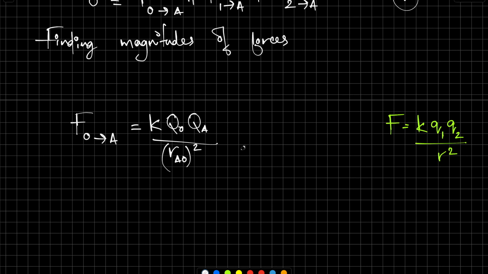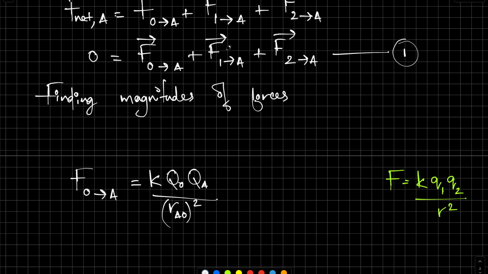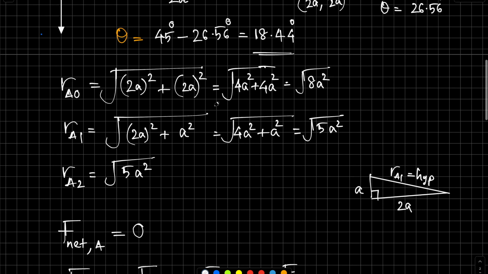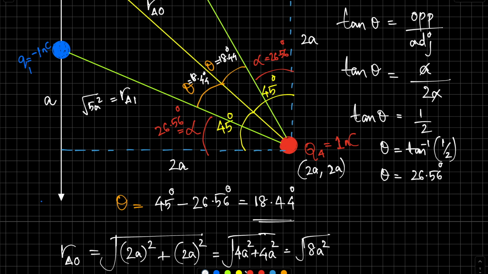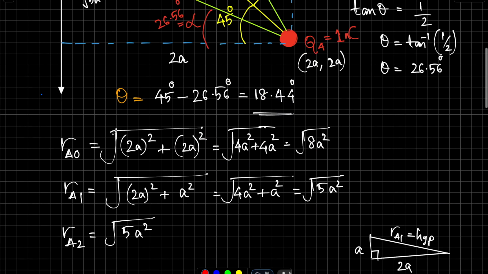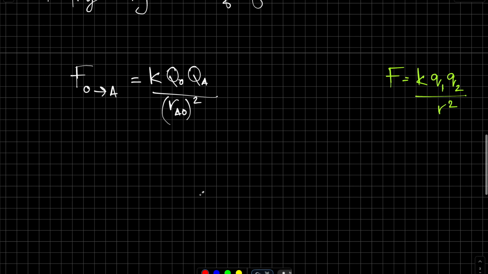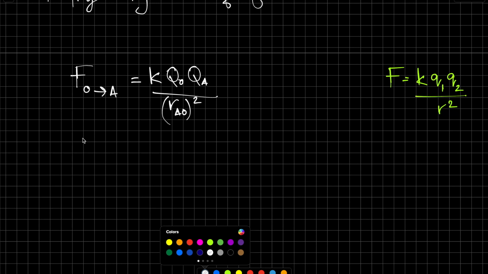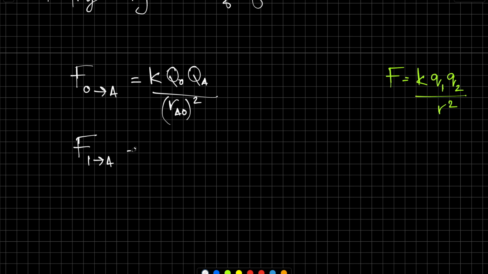The whole squared. Next force is force by charge 1 on charge A. So we're going to focus here on these two charges, Q1 and QA, the interaction between them. We're going to find the force applied on charge A by charge 1.